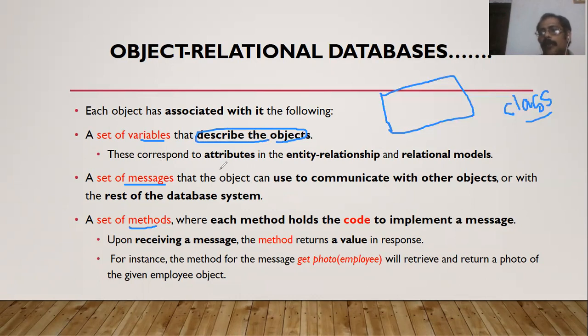This corresponds to attributes in the entity relationship and relational models. In ER model or relational models, we have attributes. The equivalent of attributes is the set of variables in object relational databases. So we have a set of variables.